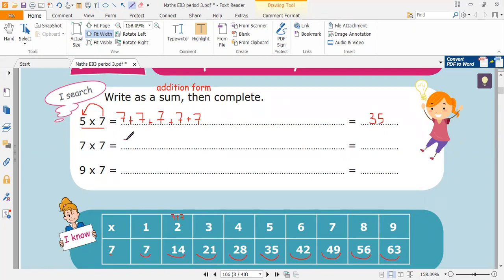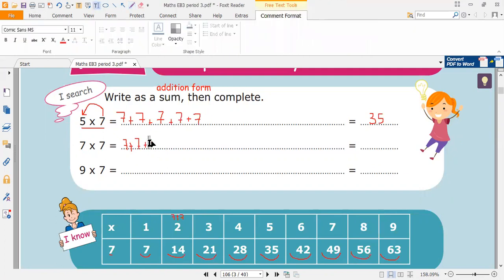Now 7 times 7 means 7 repeated 7 times. 7 plus 7 plus 7 plus 7 plus 7 plus 7 plus 7. Count with me. 1, 2, 3, 4. Again, 1, 2, 3, 4, 5, 6, 7. That's correct. Now 7 times 7 is 49.